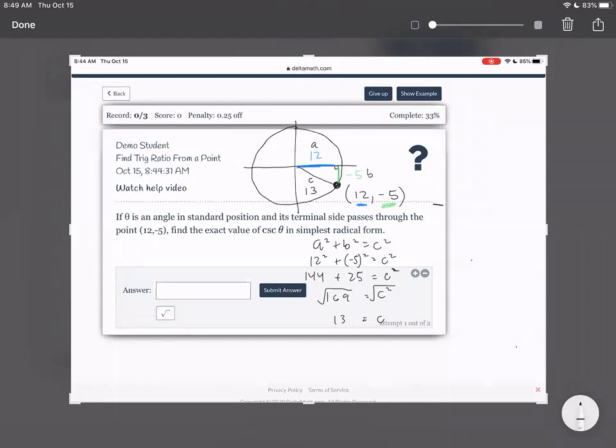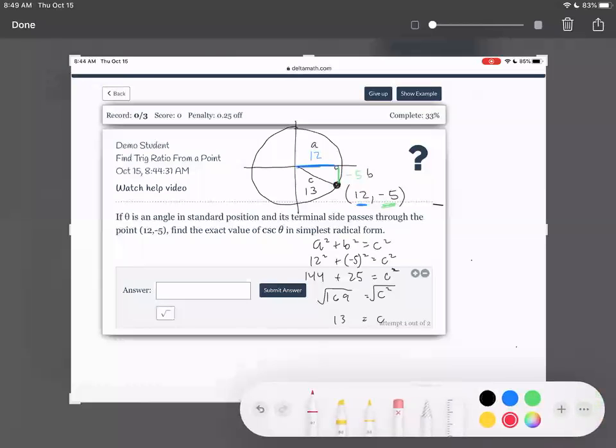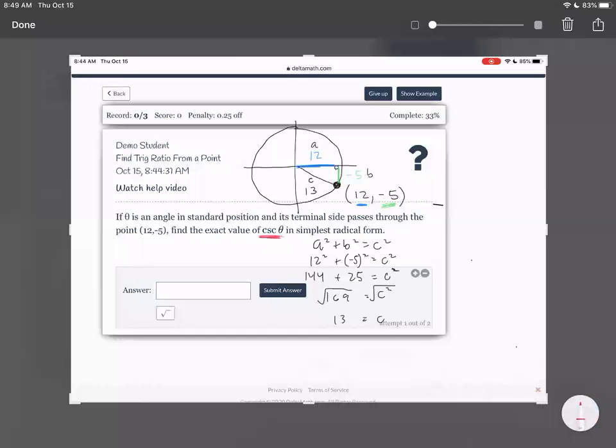All right, so now that we have all three sides of our triangle labeled, we can proceed to do our cosecant. They want us to find cosecant theta in simplest radical form. According to the chart from the previous section, cosecant is 1 over sine, so it's hypotenuse over opposite. Did I do that right? Yes, cosecant is 1 over sine. Sine is opposite over hypotenuse. So cosecant is hypotenuse over the opposite side.